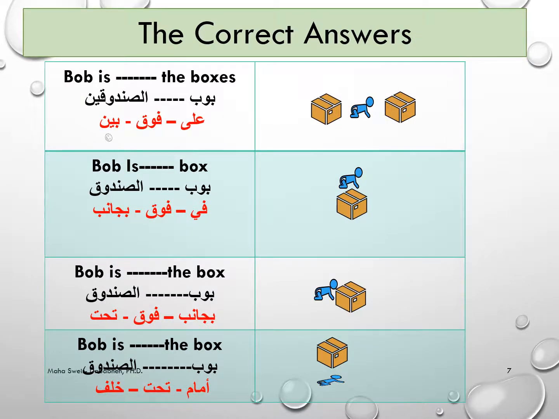Correct answers. باب بين الصندوقين. He is in between both boxes. باب فوق الصندوق. He is above. باب بجانب الصندوق. He is next to. And the last one, باب is تحت الصندوق. He is under the box. More practicing.